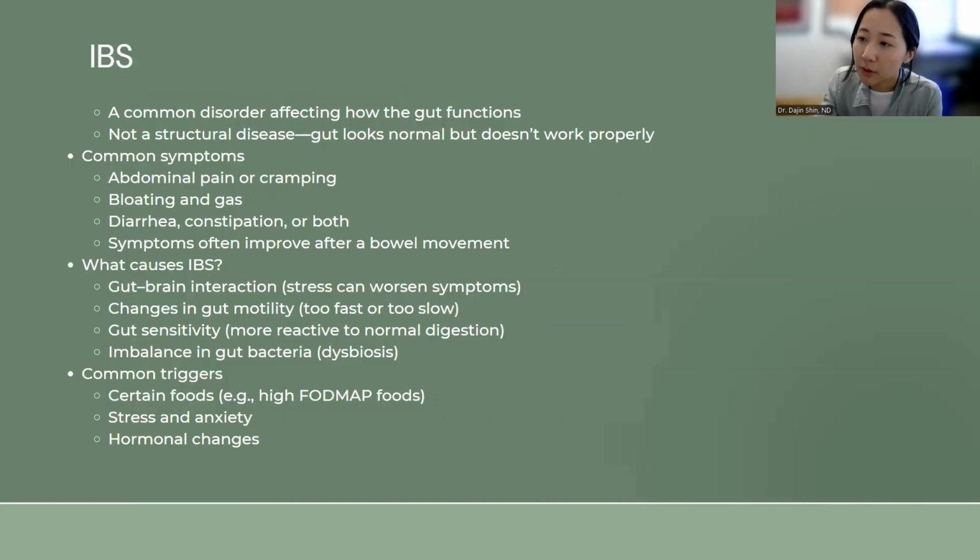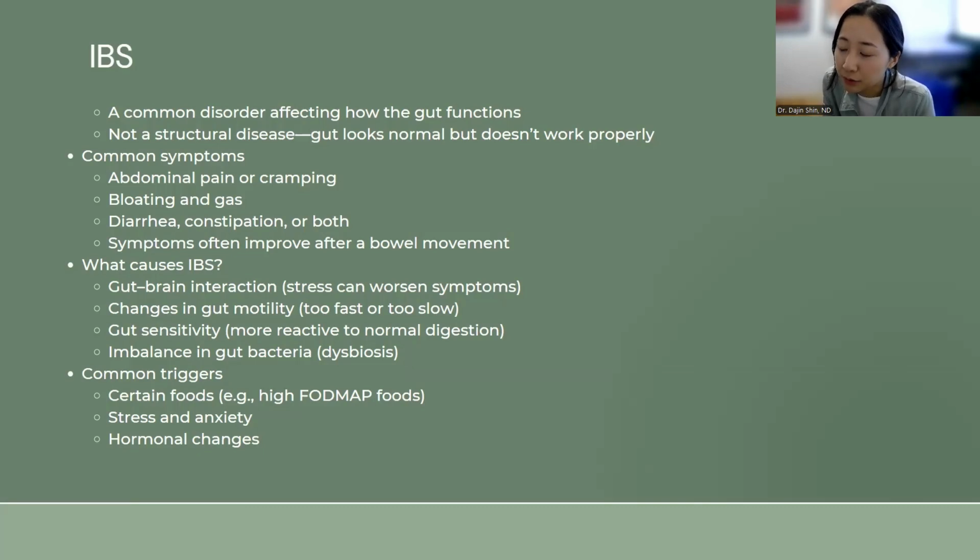I'm going to go over some of the more common symptoms related to gut dysbiosis and leaky gut. The first one is irritable bowel syndrome. IBS is a very common condition, and it's what we call a functional gut disorder, meaning nothing is structurally wrong, but the gut isn't functioning the way it should. Patients often experience symptoms like bloating, abdominal discomfort, and changes in bowel habits, whether that's diarrhea, constipation, or alternating, so both. A key feature is that symptoms often improve after a bowel movement.